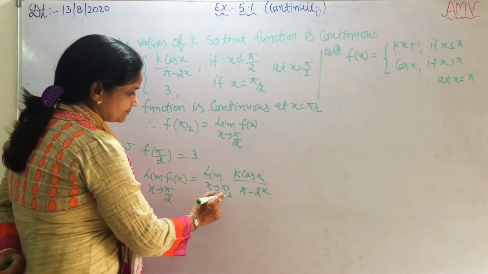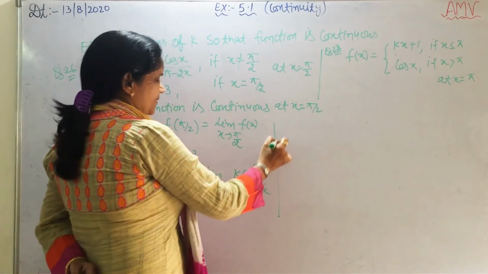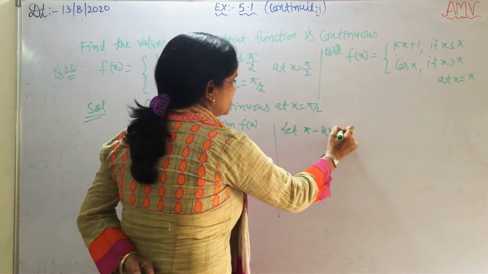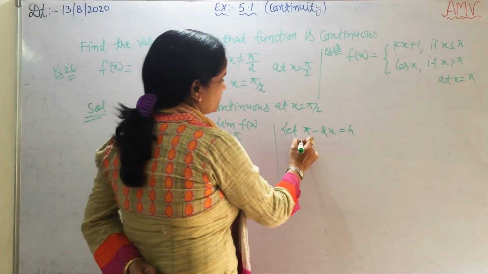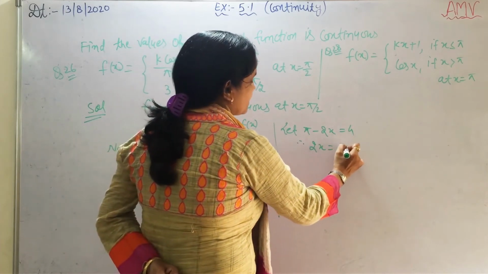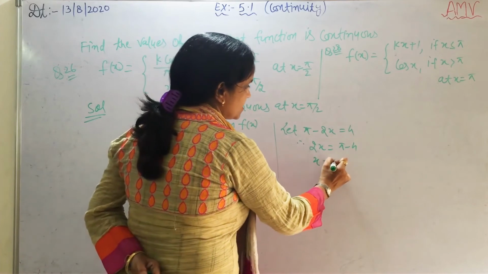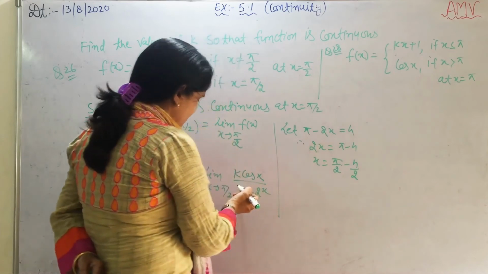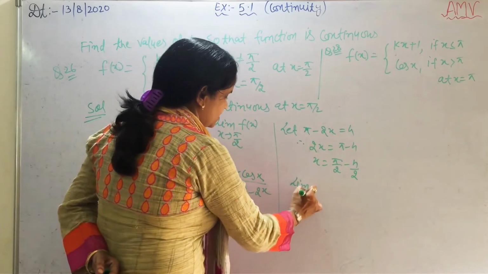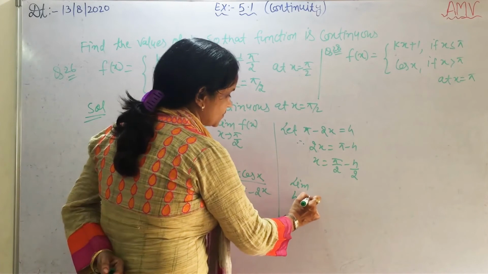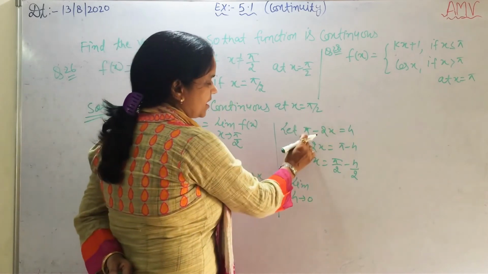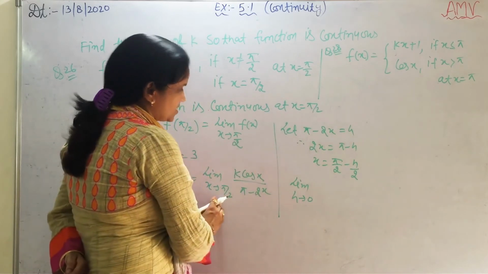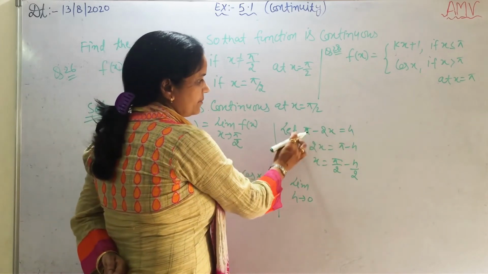So for this, let pi minus 2x, okay, is equal to h. So 2x is pi minus h and x is equal to pi by 2 minus h by 2. And now the limit will change. It is limit h tends to 0. Since we have taken pi minus 2x is equal to h, if you substitute x is equal to pi by 2 here, it will be 0.